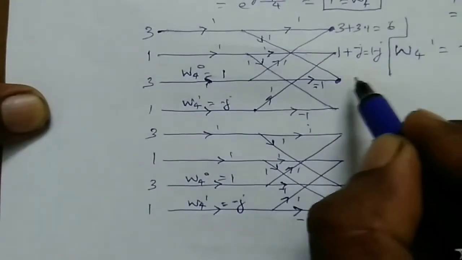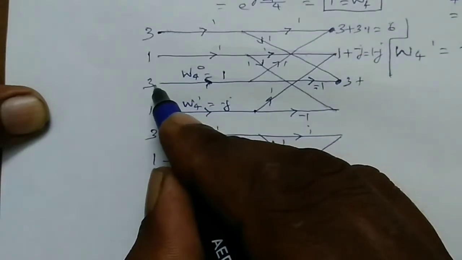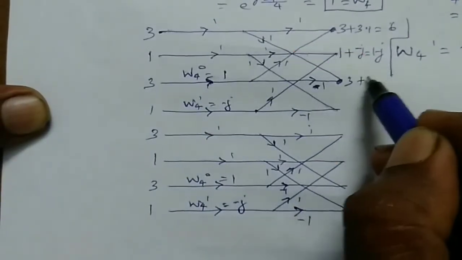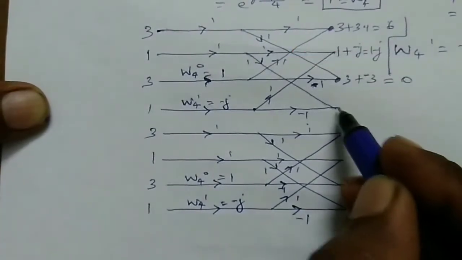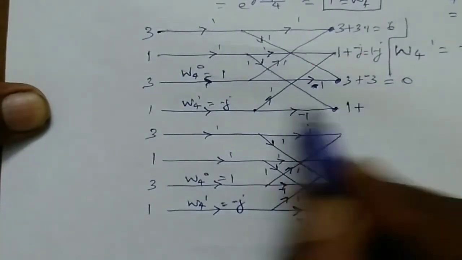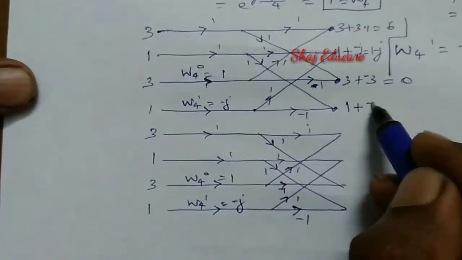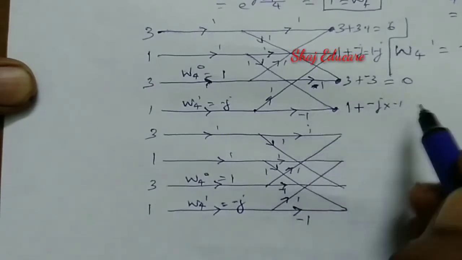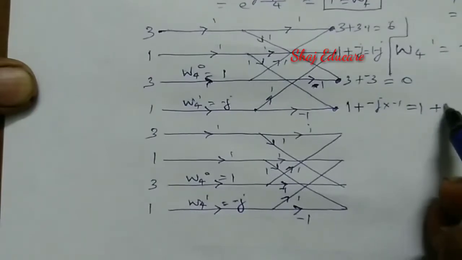Now here we have 3 plus 3 into 1 into minus 1 is also there. So that is going to be minus 1, equal to 0. And here we have 1 plus another connection coming from 1 into minus j, so minus j again into minus 1 here. So that is going to be 1, minus into minus become positive, so 1 plus j itself.